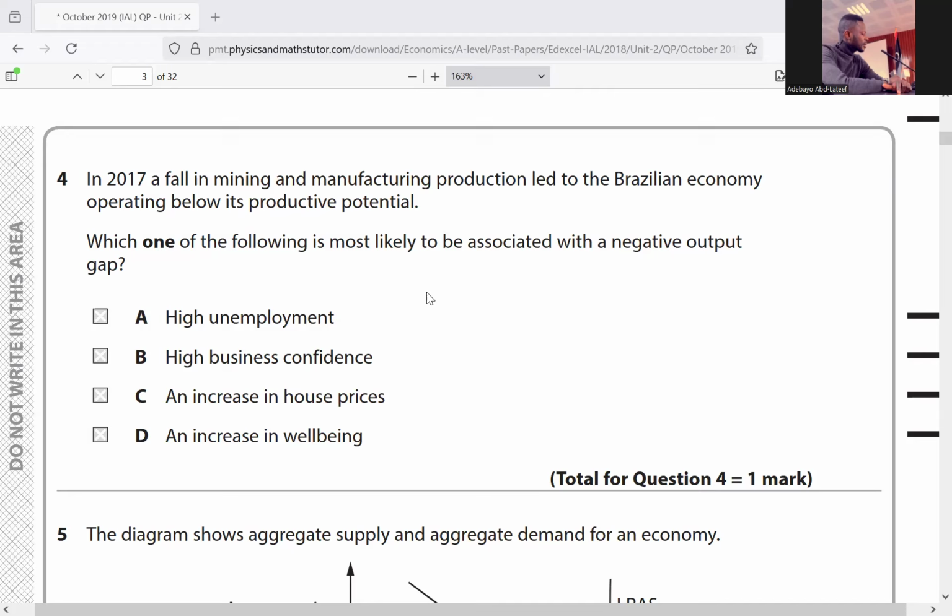Increase in house prices, that will bring about a positive output gap because it simply means wealth increases for households. An increase in well-being will also be as a result of a positive output gap. So B, C, D are positive output gap. So the only negative output gap we have here that can be linked with a fall in the productive potential of an economy is high unemployment rate, because high unemployment simply means unemployed resources. And it simply means that the Brazilian economy is operating inside the PPF. So the answer for question 4 is A.